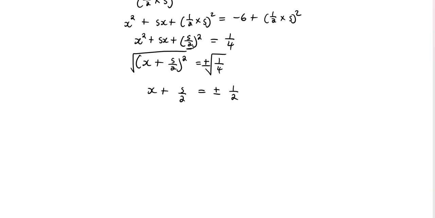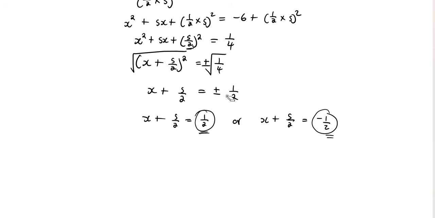It's 1 over 2. Now this means that x plus 5 over 2 is equal to half, or x plus 5 over 2 is equal to negative half. Remember we said positive half or negative half. That's why we're putting two different signs because of this plus or minus. I just expanded. So if we solve for the first value of x, x1 will be equal to a half minus 5 over 2.